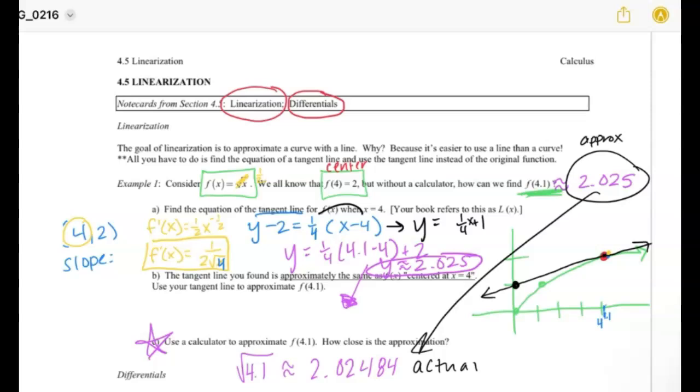Your calculator will do this with little to no error. 0.1, going from 4 to 4.1, was actually a big jump, even though 0.1 is not that much. Your calculator would do this as the limit as the change goes to 0, and that's actually how it gets the actual amount. But this approximation was pretty spot on.